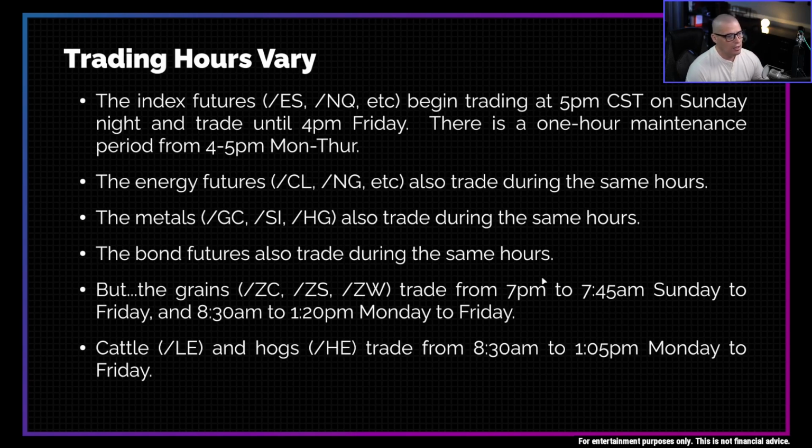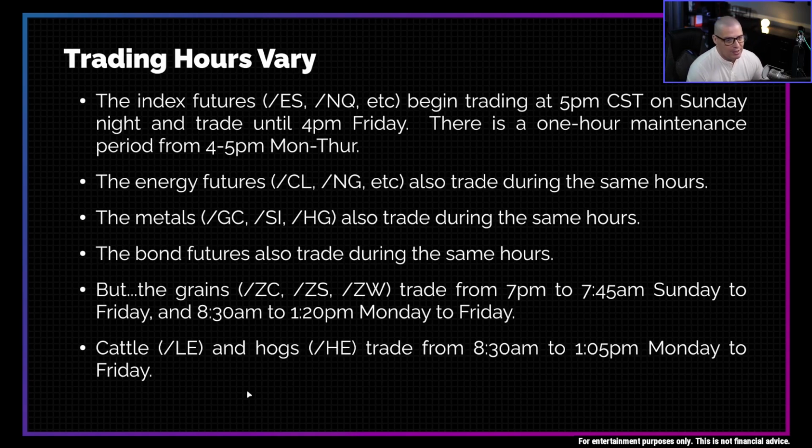They start trading 7 p.m. on Sunday and trade until the following Monday morning, 7:45 a.m., where they take a 45-minute break. Then they begin trading again at 8:30 a.m. on Monday and trade to 1:20 p.m. Then they take another several-hour break and don't start trading again until 7 p.m. that evening. Then from 7 p.m. they trade till the next morning, 7:45 a.m., where they take that 45-minute break again. It's just weird. Anyway, I got it on the chart for those of you interested in the hours for the grains.